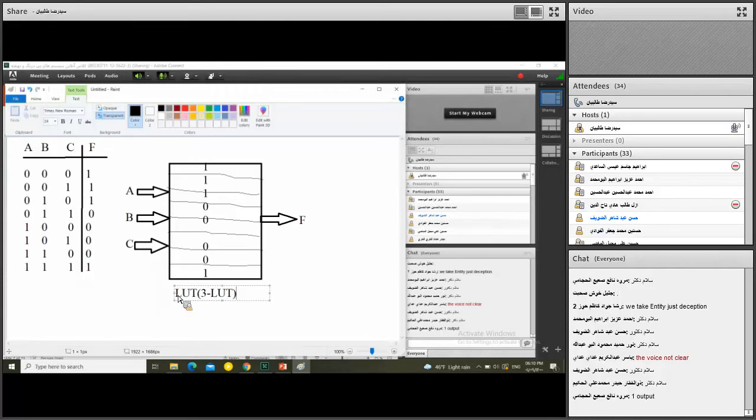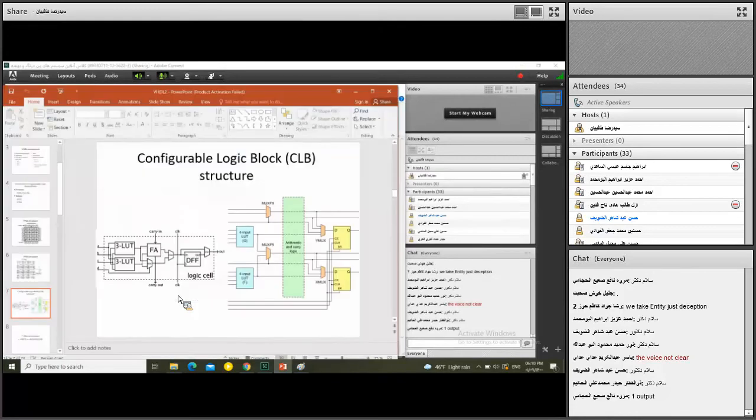Now we can go to the slides. We can see that here we have 2 CLBs, 2 different FPGA cells, 2 different logic blocks: the logic block on the left side and another logic block on the right side. The logic block on the left side is older than the logic block on the right side. In the logic block on the left side, you can see a 3-LUT, which means a 3-input lookup table.